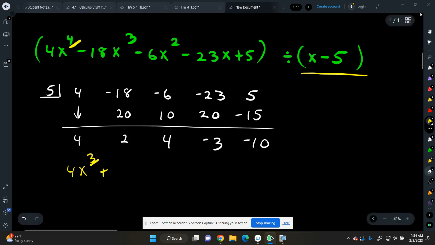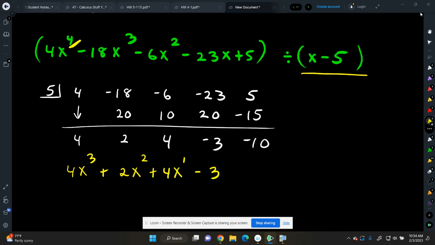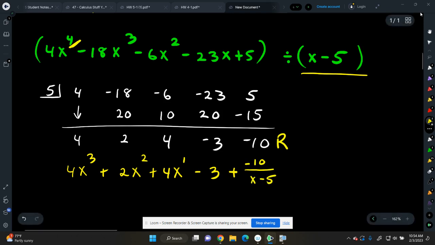And now we start with 3. We're just going to keep going down. The next one's going to be x to the 2nd. And the next one will be x to the 1st. And then the next one, there's no x left. So it's just -3. And then we're going to do plus. This is our remainder. So it's going to be -10 over what? X minus 5. That's our answer.